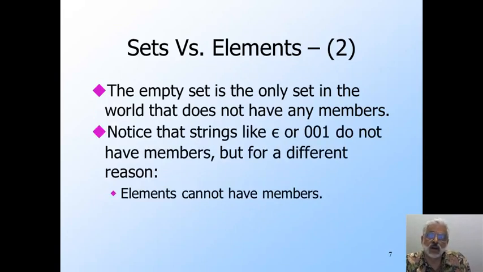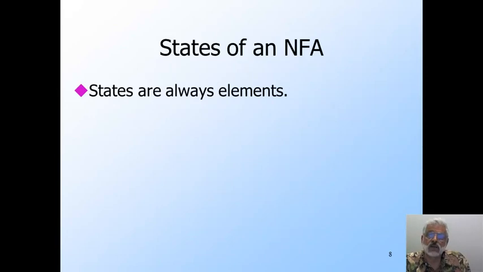And elements do not have members either. For example, epsilon has no members, but the reason epsilon has no members is because it is of a type for which having members makes no sense. We must not confuse the empty string with the empty set. They each have no members, but for very different reasons, and their types are not the same. Let's see how the set-element distinction applies to states of a non-deterministic finite automaton.